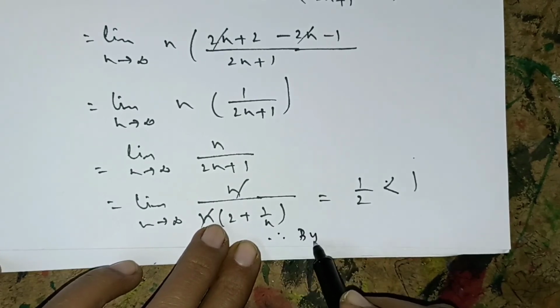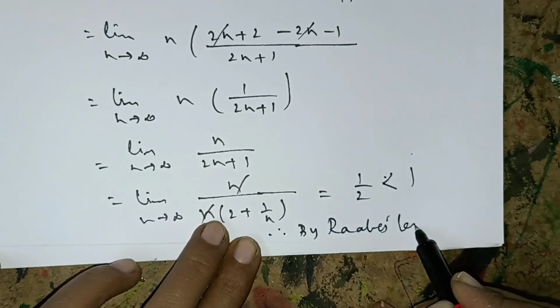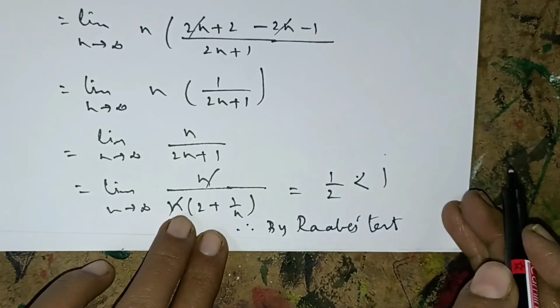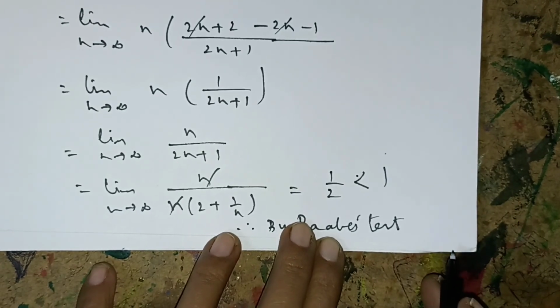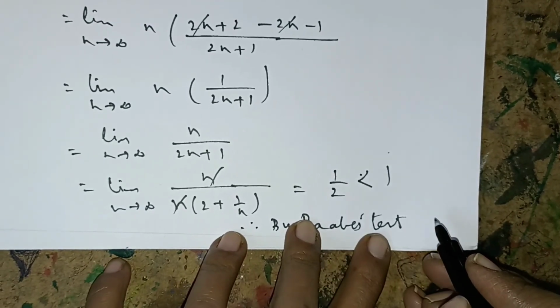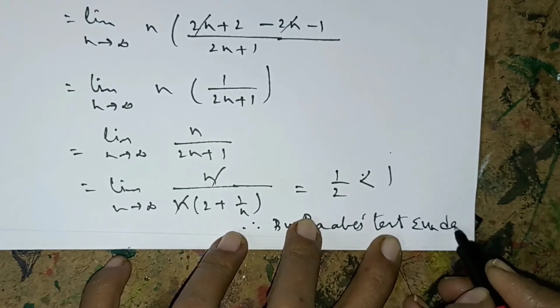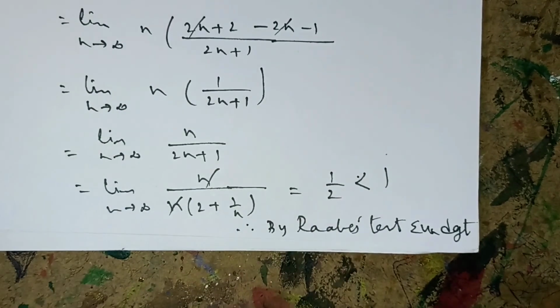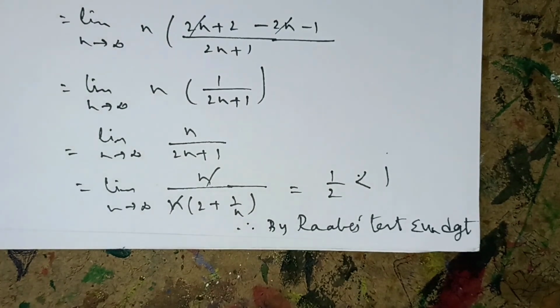Therefore, by Rabi's test, is sigma un convergent or divergent? If you get less than 1, it is divergent. Since L is less than 1, we have got sigma un is divergent.